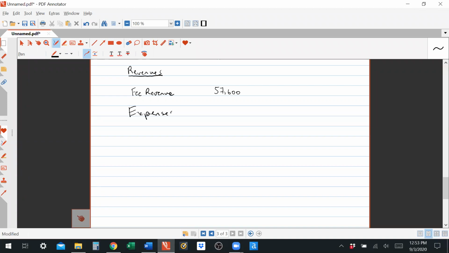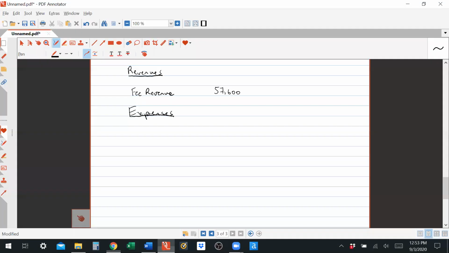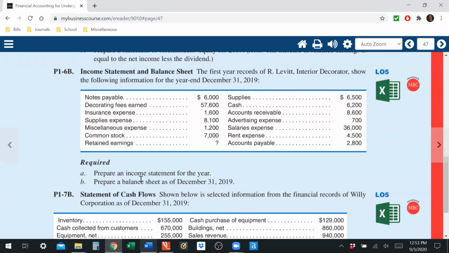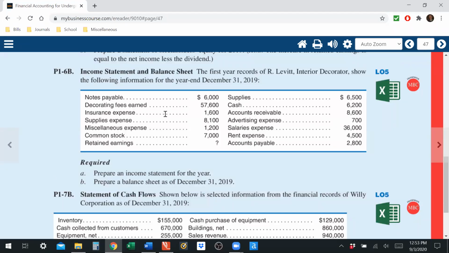Now we go to the expenses. We got a few of them. And it doesn't really matter which ones you put first here. I guess we can just go in alphabetical order. Advertising expense. Or let's just go in order of, I don't know, it doesn't really matter. I'll just do it in order from left to right. Insurance expense first.